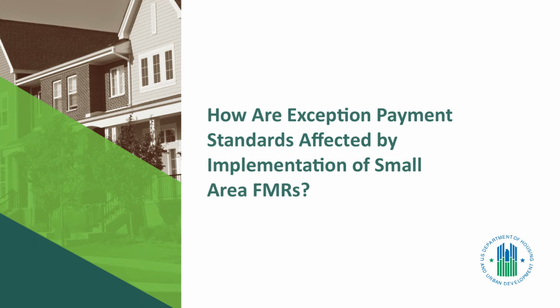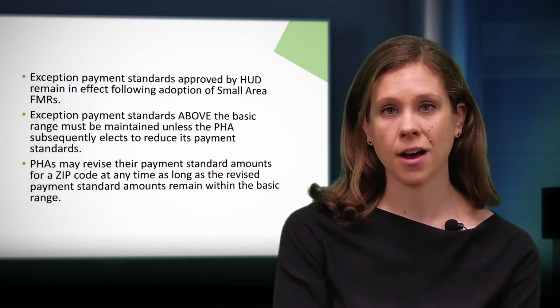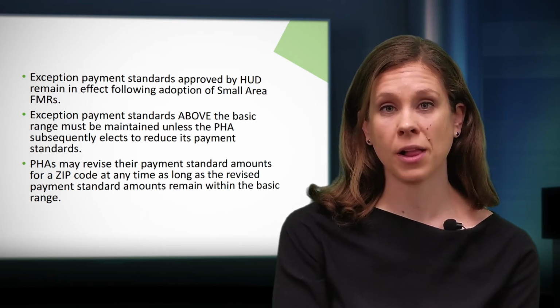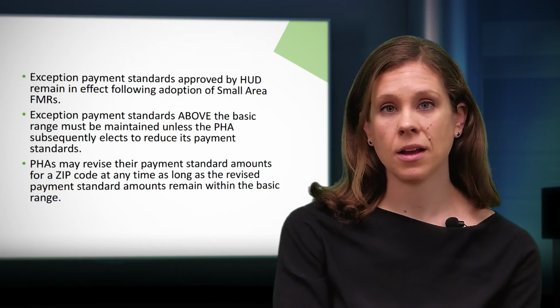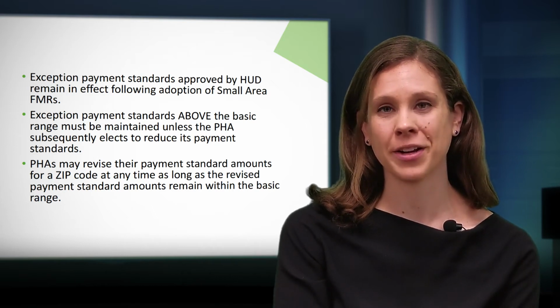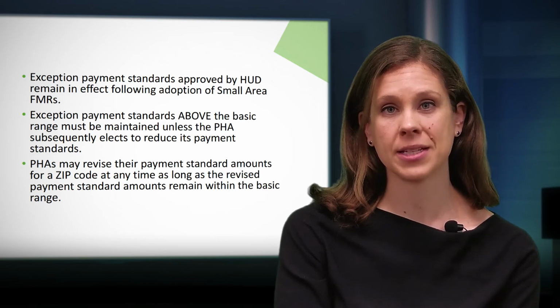Exception payment standards approved by HUD prior to the adoption of small area FMRs remain in effect following the adoption of small area FMRs, subject to conditions in the HUD approval letter. In some cases, existing exception payment standards will fall within the basic range following the adoption of small area FMRs, and thus will no longer be exceptions. Where existing exception payment standards remain above the basic range following adoption of small area FMRs, they must be maintained unless the PHA subsequently elects to reduce its payment standards.